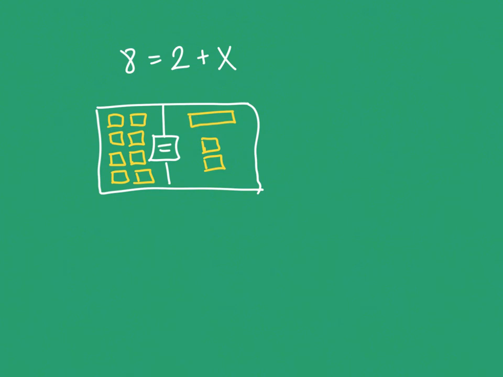In order to isolate the x by himself on his side of the equation, I need to take these 2 off.